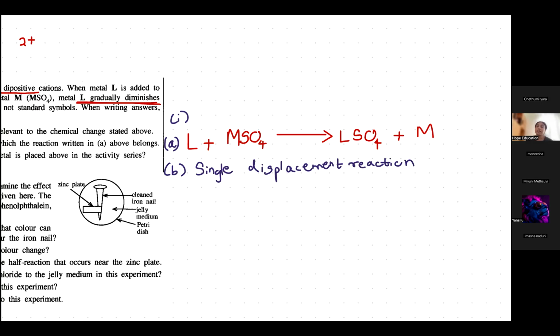Chemical combination, we learned 4 reactions. Decomposition, we learned 4 reactions. Single displacement, we learned 4 reactions. Double displacement, we learned 3 reactions.